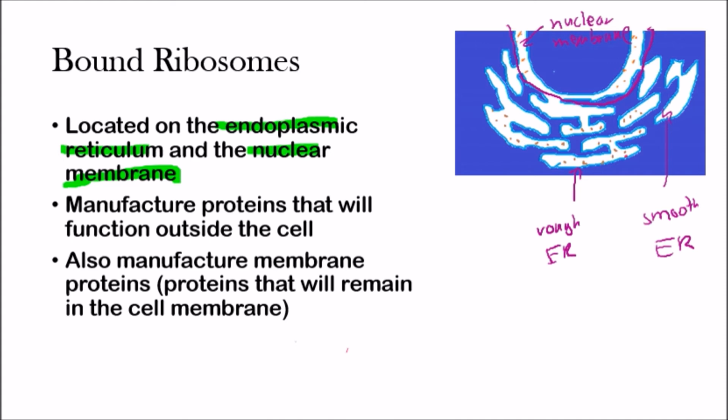So what's the difference between free ribosomes and bound ribosomes? These bound ribosomes make proteins that will be manufactured outside the cell, and they also manufacture membrane proteins, which are proteins that will remain in the cell membranes, kind of just attached. Okay, so that probably does not make any sense. So I'm just going to show you this whole process of how a bound ribosome on the rough ER is going to create proteins which are outside the cell, as well as proteins which will remain membrane proteins, which will remain attached to the cell membrane.